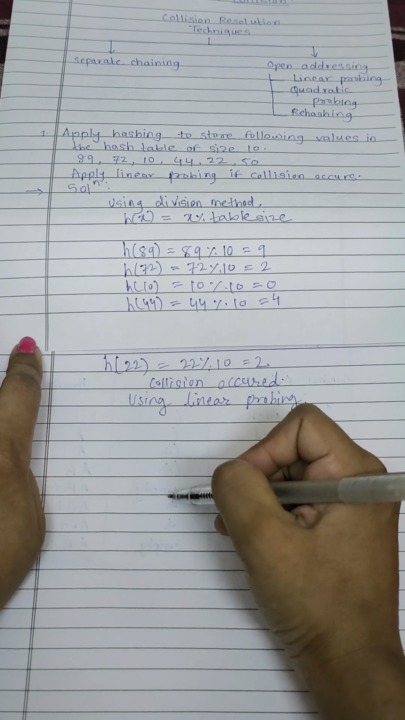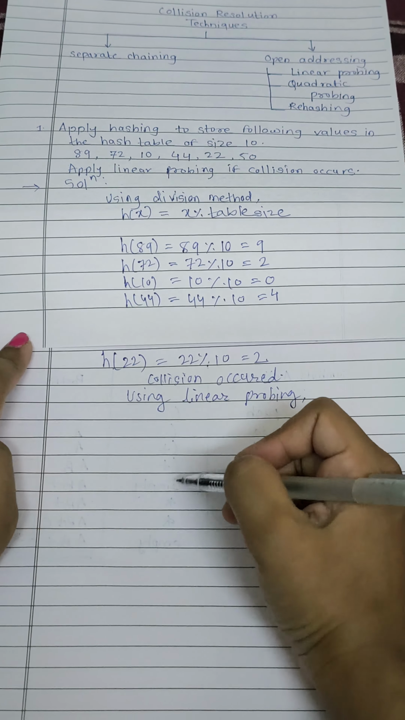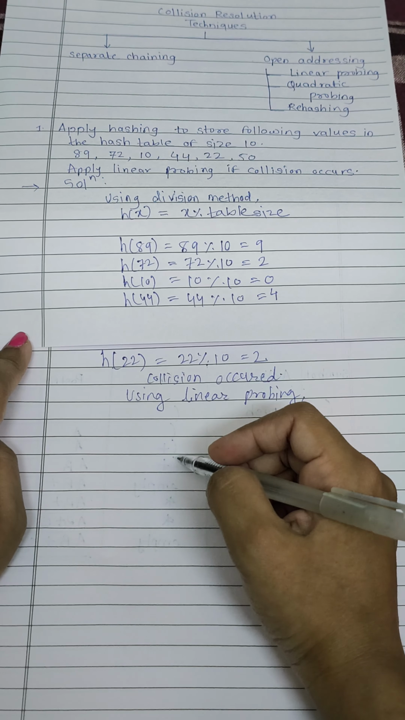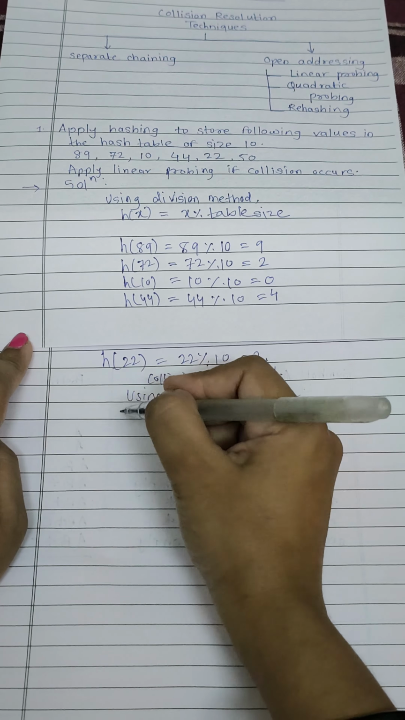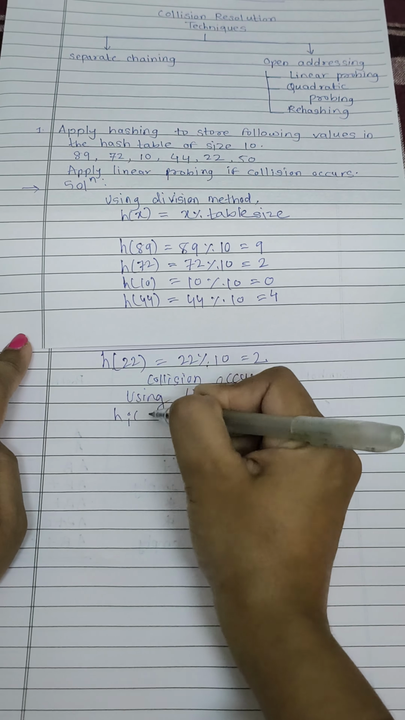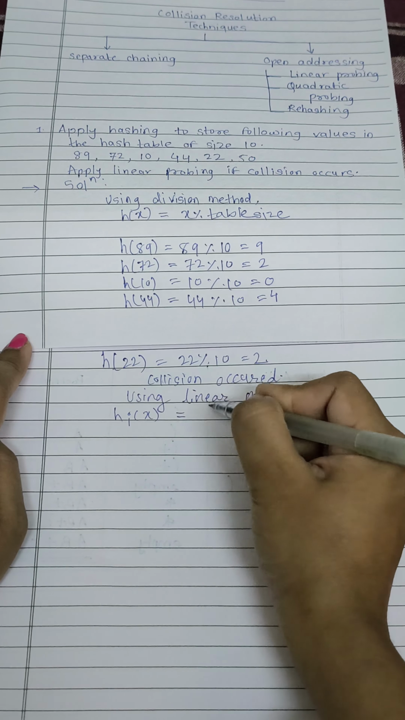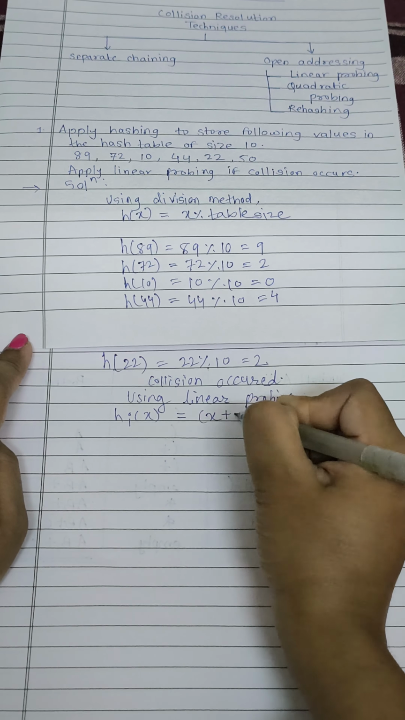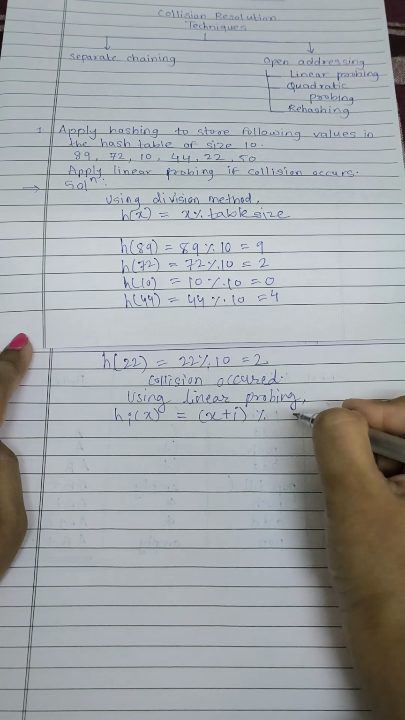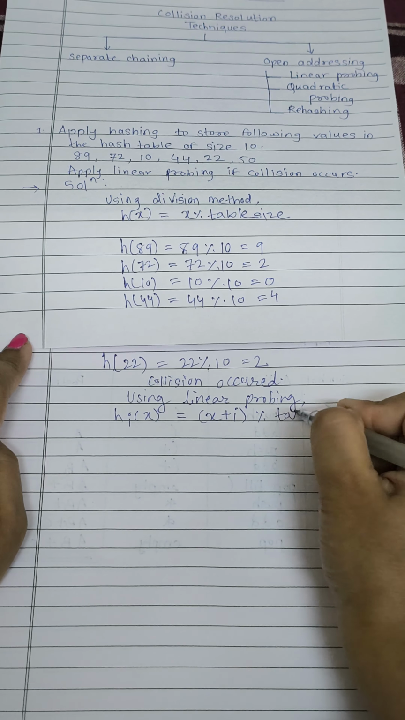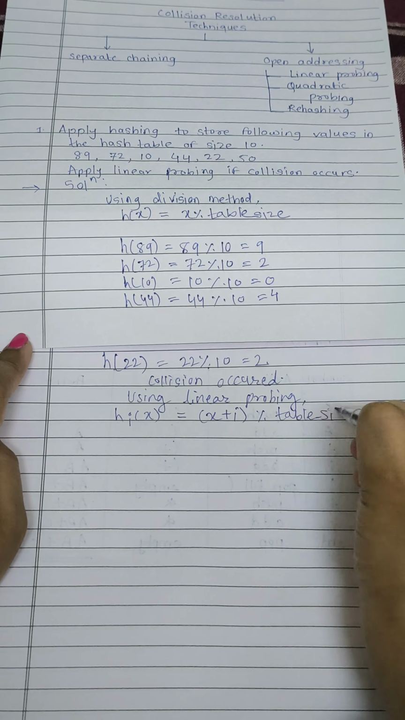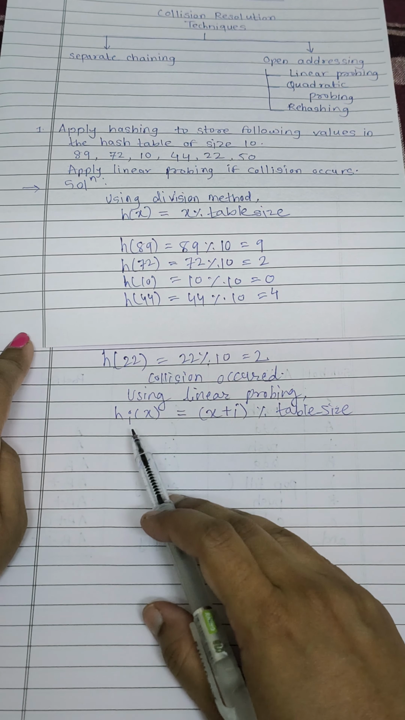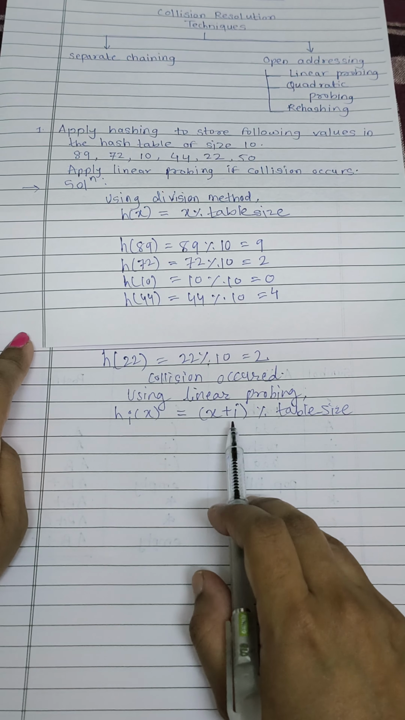Now, by linear probing technique, there is one formula that we will be following, and then I'll explain to you what linear probing is and what it will exactly do. So the linear probing formula is hi of x equal to x plus i mod table size. It is somewhat similar to the division method. The only difference that we are seeing is with this thing called i.